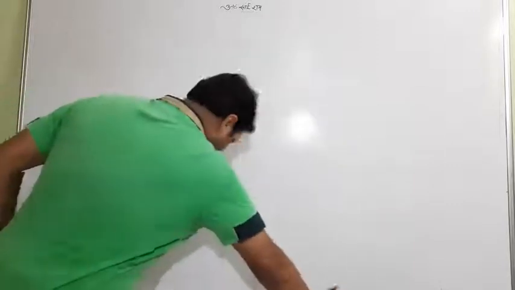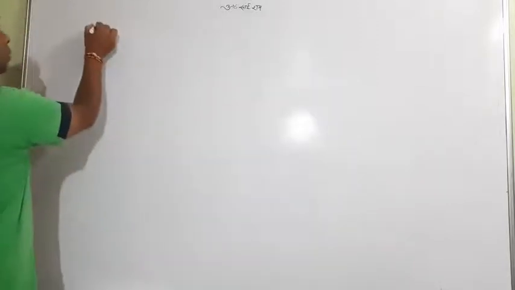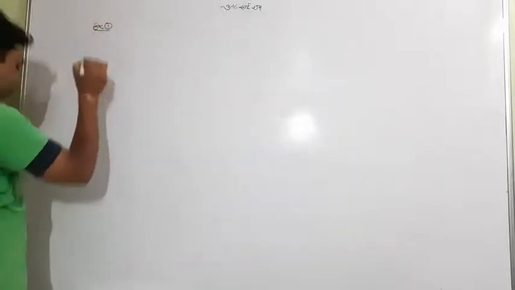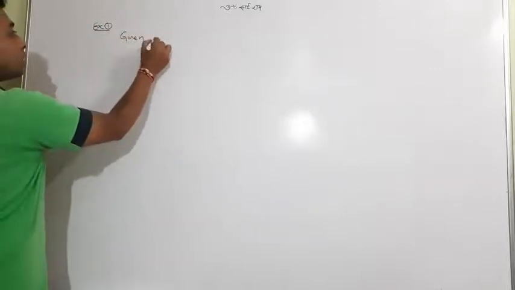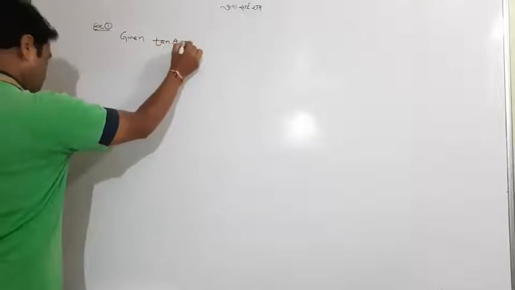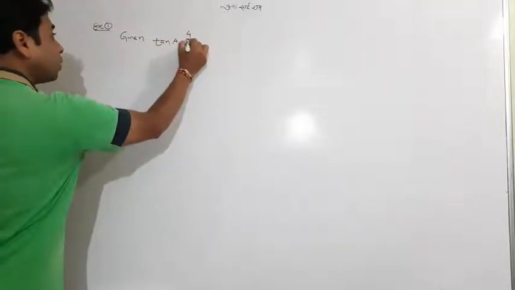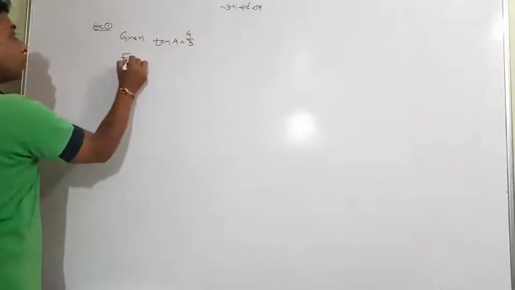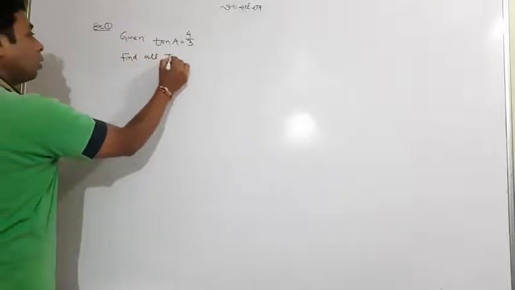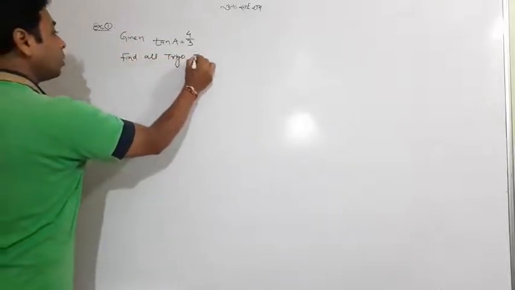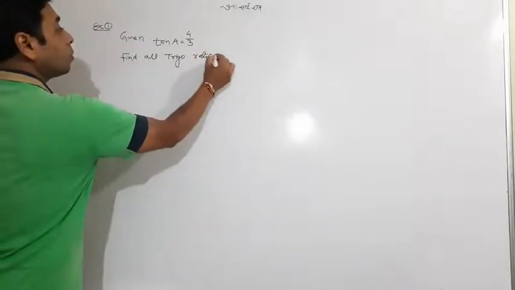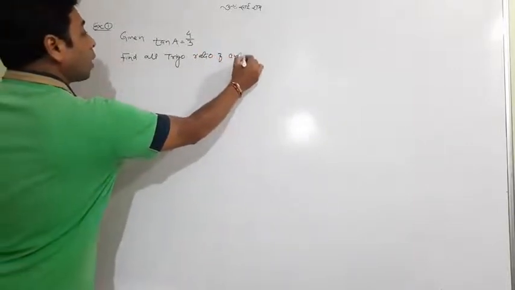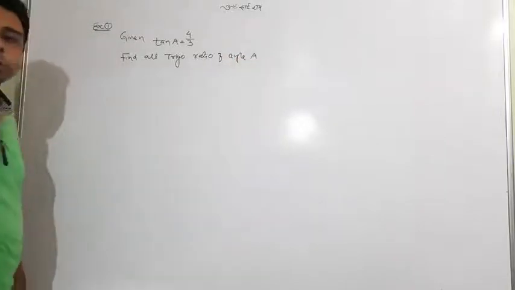So let me write this question. Example number 1: given tan A is equal to 4 by 3, find all trigonometric ratios of angle A. This is a simple question.